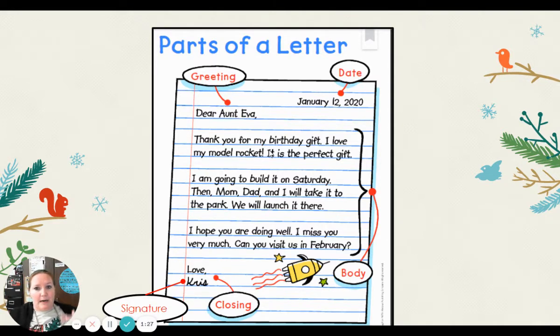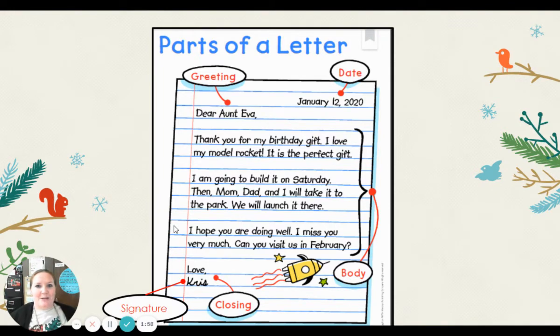Next comes the body of the letter. This is where you do all your writing, giving all that information that you wanted to share. She said, Thank you for my birthday gift. I love my model rocket. It is the perfect gift. I am going to build it on Saturday. Then Mom, Dad, and I will take it to the park. We will launch it there. I hope you are doing well. I miss you very much. Can you visit us in February?